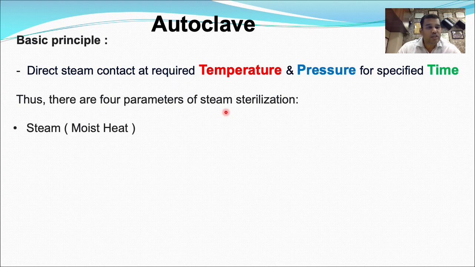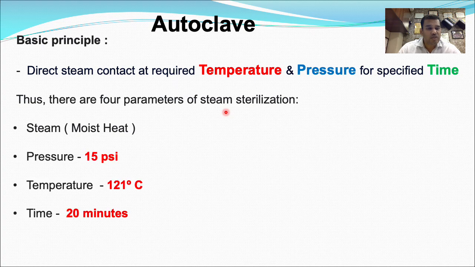One is the heat should be moist, that is steam. So water evaporates and forms steam, and that steam is used for sterilization. Second is the pressure. You should keep the pressure at 15 pascals. Normal atmospheric pressure is 1, so you have to keep the pressure at 15 pascals.